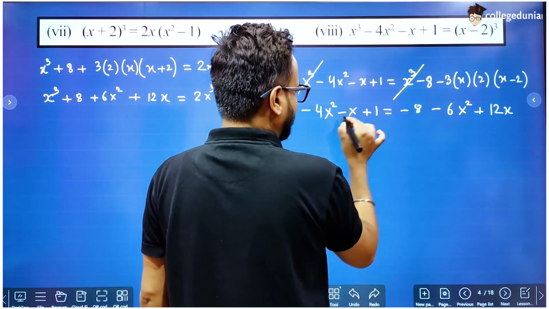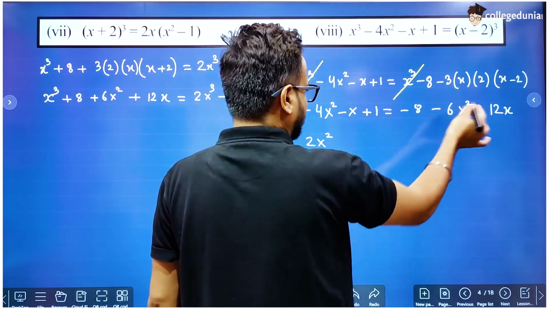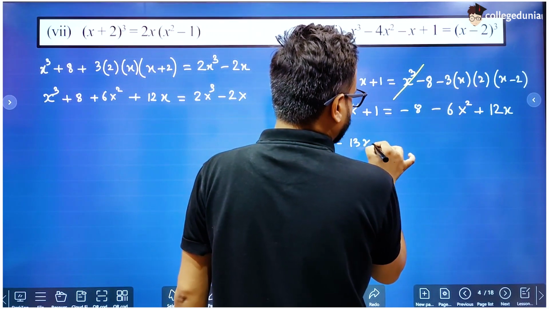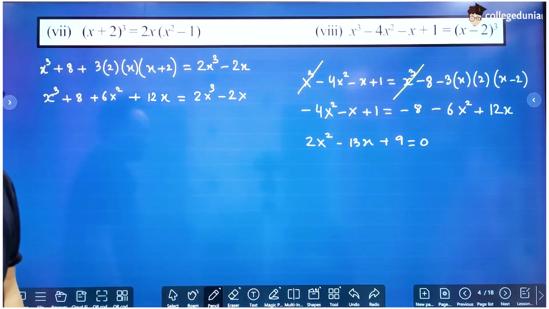So minus 4x square plus 6x square, that will give you 2x square. So this is a quadratic equation. Minus x minus 12x minus 13x plus 9 equal to 0. So that is a quadratic equation.